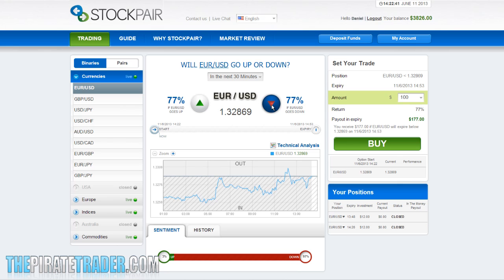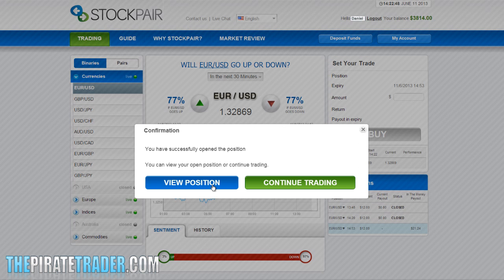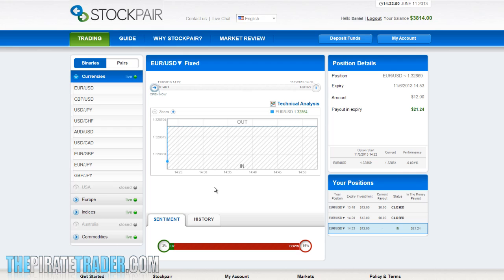The second step is entering the amount. We'll select Other, and we'll enter the amount of $12 here, and click Buy. Let's hit the View Position button, and we're on.